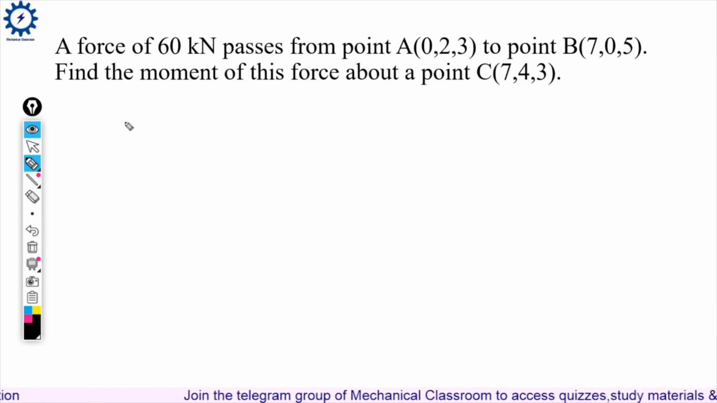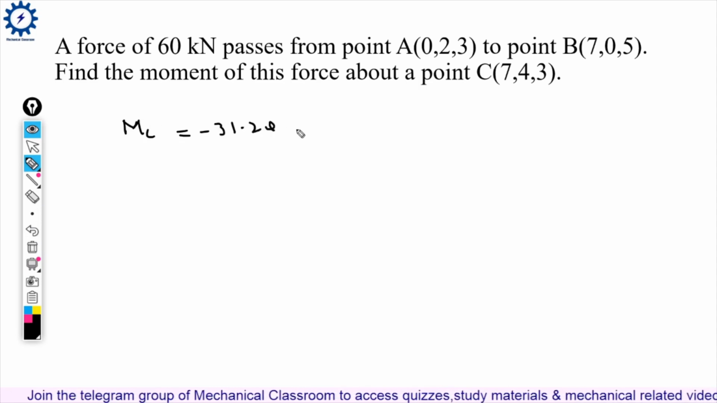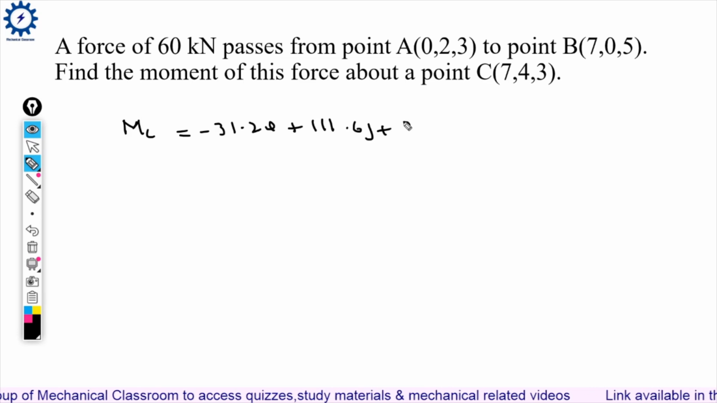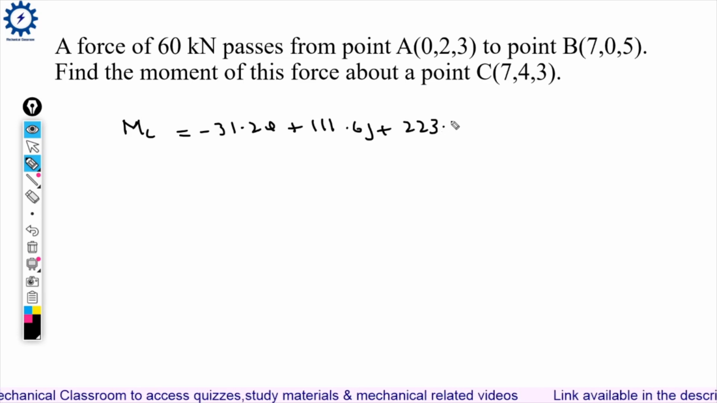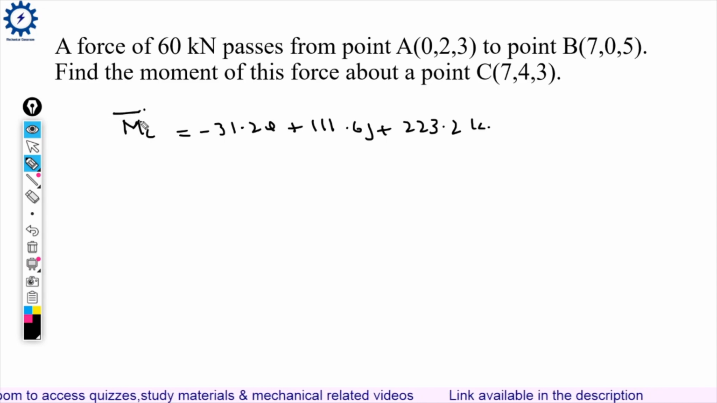So we got the moment of force about C as minus 31.2i plus 111.6j plus 223.2k. Okay, this is the moment vector.